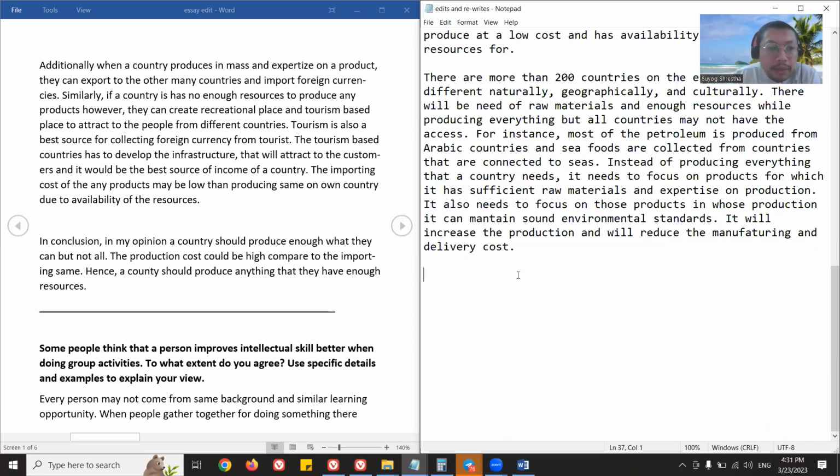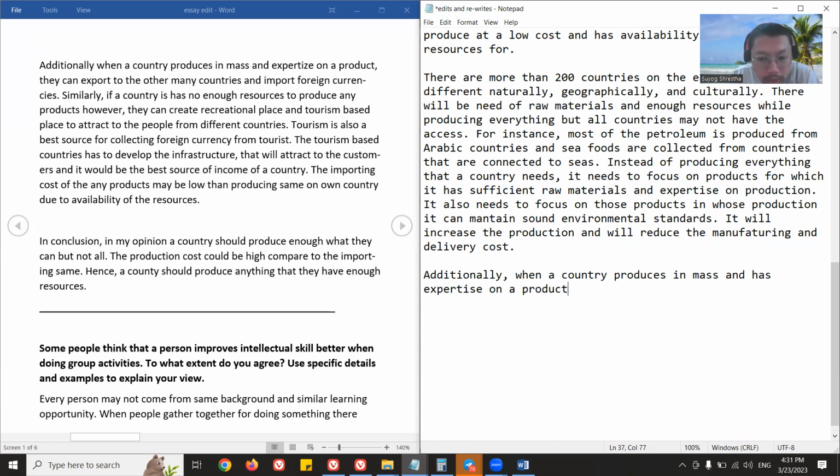Will reduce the manufacturing delivery cost. So additionally, when a country produces in mass and has expertise on a product, it can export to many other countries. So I rearranged it, 'many other countries and will be able to.' There is not much logical connection here; he wants to say that doing this leads to that, but it's not really making sense. Okay, and will be able to import foreign currencies, right?